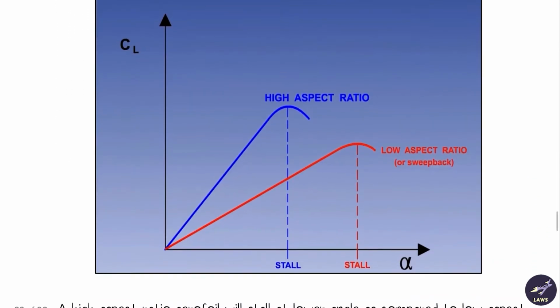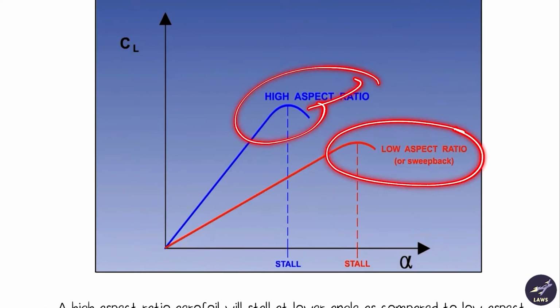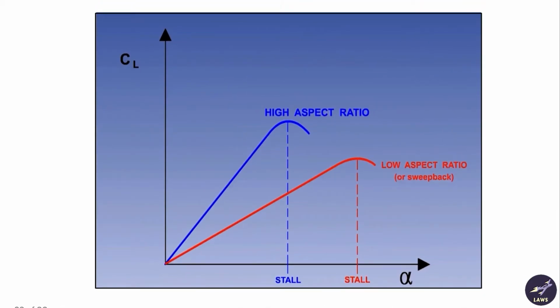Next is the high aspect ratio and low aspect ratio aerofoil comparison. If an aerofoil has low aspect ratio, what is aspect ratio? It is the span by chord ratio. So if the chord is more, we can say the aspect ratio is low. If the chord is more, airflow will go from high to low pressure.